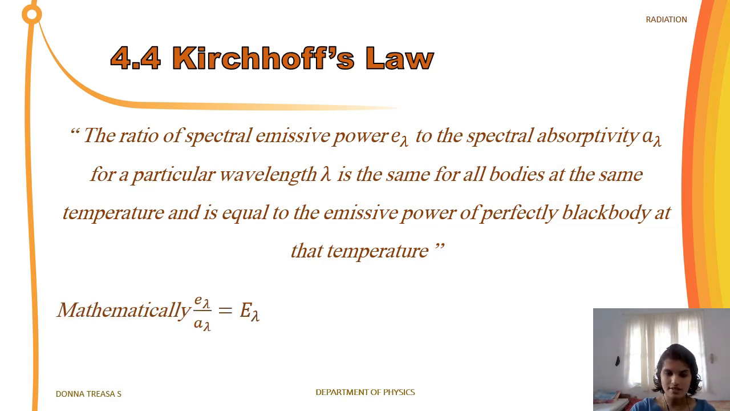Mathematically, it can be written as small e lambda by A lambda equal to capital E lambda. Here, small e lambda represents the spectral emissive power, A lambda represents spectral absorptivity, and capital E lambda represents the emissive power of a perfectly black body at the same temperature for the same wavelength.